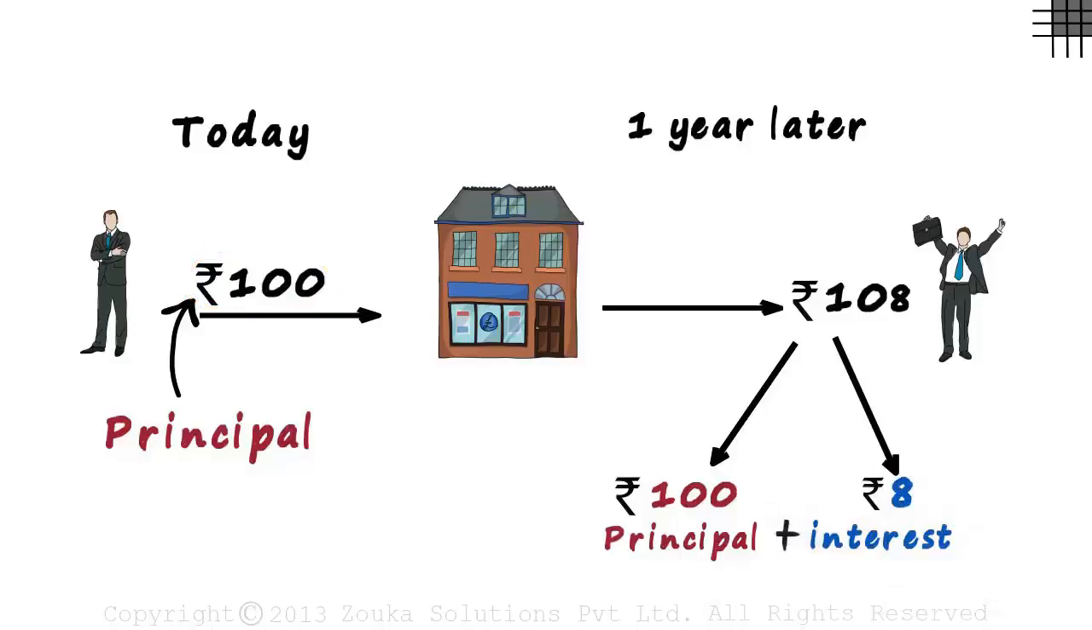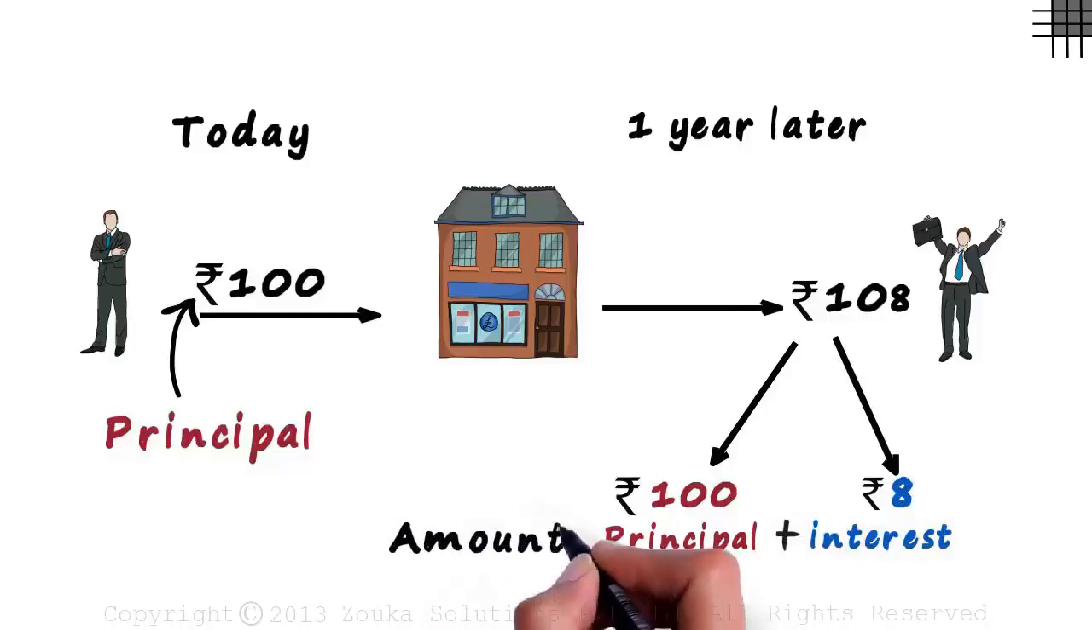And the sum of these two is called the amount. The amount always equals the sum of the principal and the interest. Since Edward got 8 rupees on his investment of 100 rupees, we say that he got an 8% rate of interest.